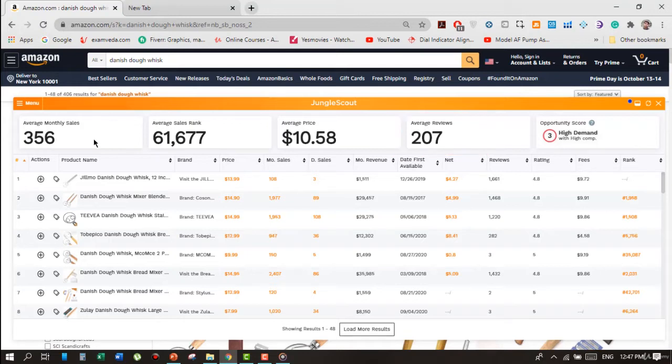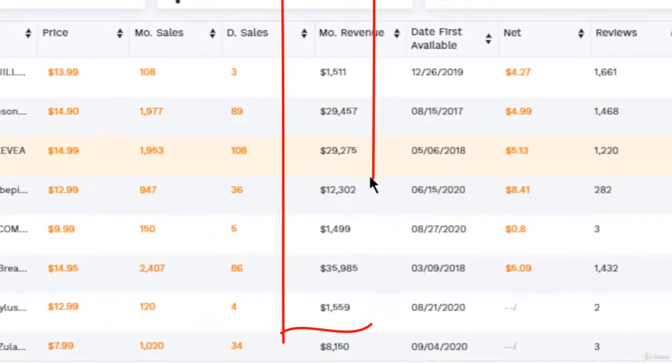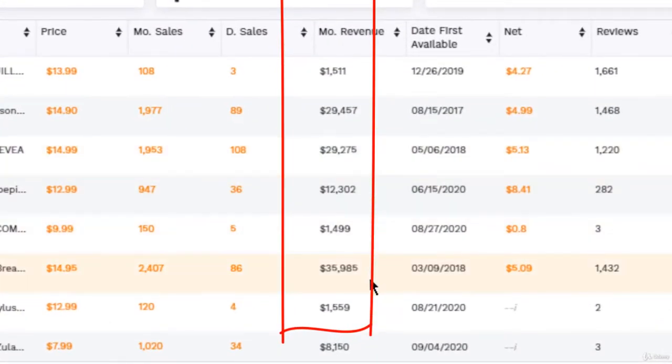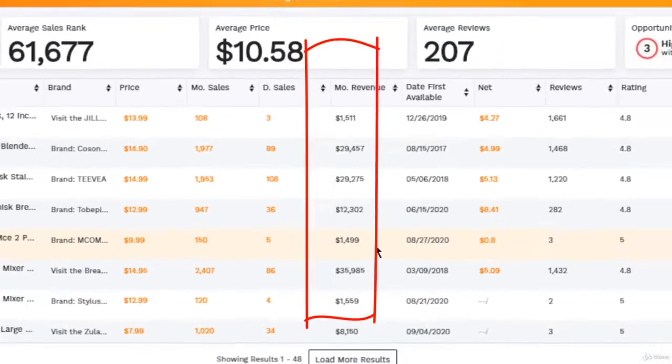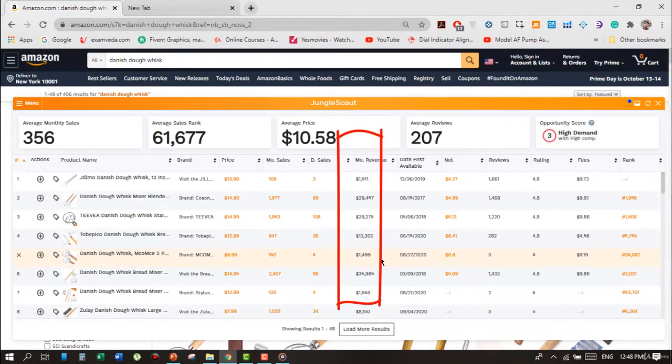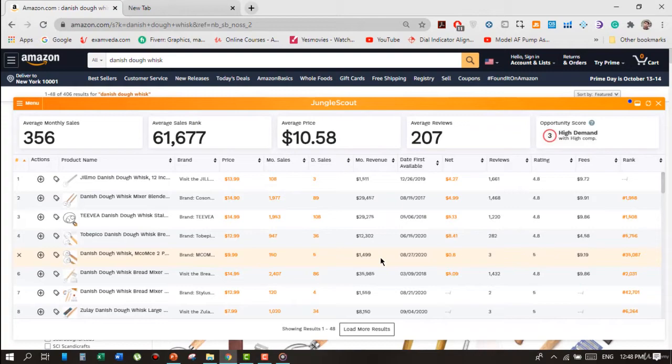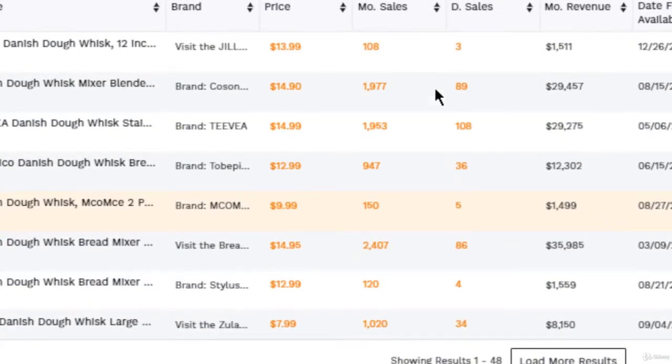Moving along, check the average monthly revenue of the top listings. Revenue consistency is the key requirement. For example, all the sellers must have a consistent revenue. If the monthly revenue of one seller is, let's say, $50,000 and the second one is generating only $200 monthly, skip that product. After the revenue consistency check, the consistency of the selling price is also mandatory.